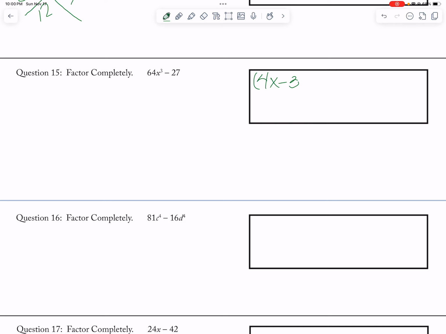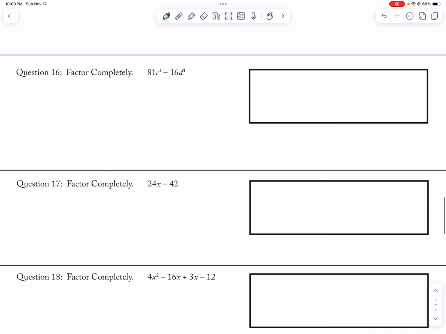And then 16x squared plus 12x plus 9. And then this factors to a difference of squares, so 9c squared minus 4d squared. And a 9c squared plus 4d squared.